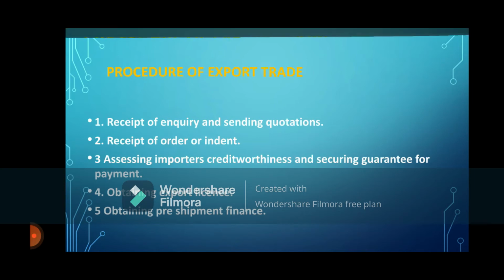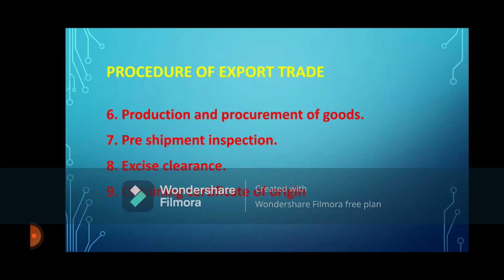And the sixth step is production and procurement of goods. After sending the confirmation to the importer, the exporter starts manufacturing the goods according to the order by the importer. And the next step, pre-shipment inspection. Inspection of goods is a must, so the government has prescribed certain quality standards keeping in mind the safety and health of the people.